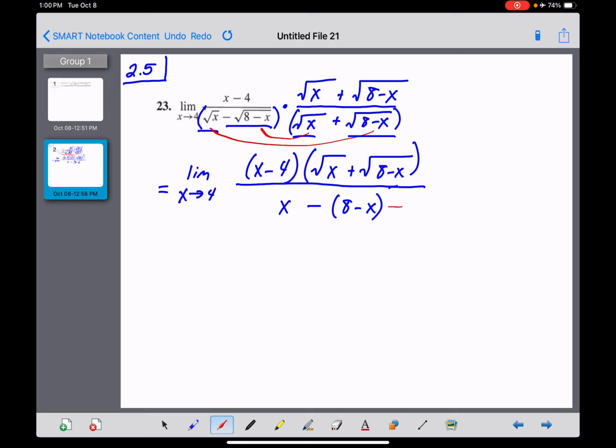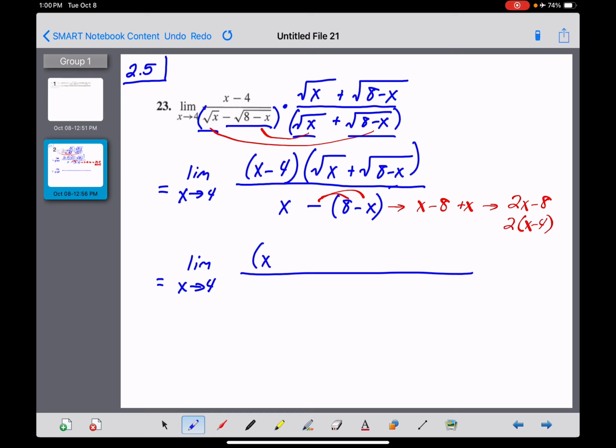I'm going to use a little sloppy notation here, guys, to save a little room. We're going to distribute that negative here on the bottom, and that's going to become 8 minus x plus x, which is then going to become a 2x minus 8, which means then we could factor out the 2 and be left with an x minus 4. That's what I was hoping we would see. So let me write this out properly one more time. This is the limit as x approaches 4 of a numerator that's not going to change from the last step, x minus 4 times the square root of x plus the square root of 8 minus x. But the whole denominator just simplifies to this, 2 times the quantity x minus 4.